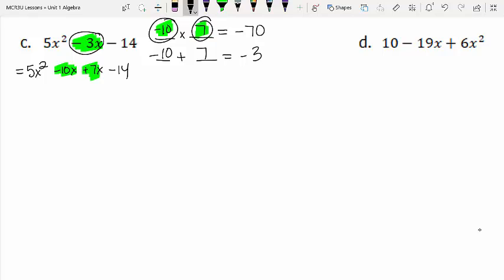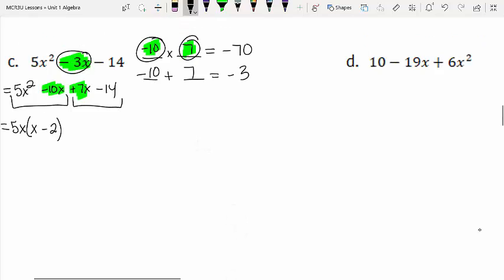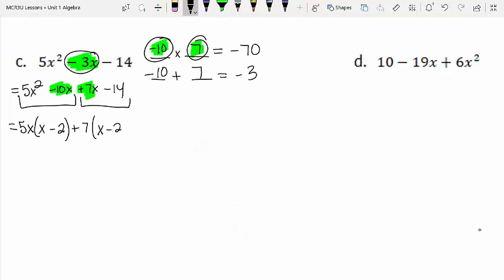Now that you've plugged in your magic numbers as that middle term, you're going to common factor the first two terms and common factor the second two terms. Let's common factor 5x squared minus 10x. We can factor out 5x, that's common between both, and then we have x minus 2 left over. Let's common factor the 7x minus 14. We can factor out a positive 7, and then we get x minus 2.